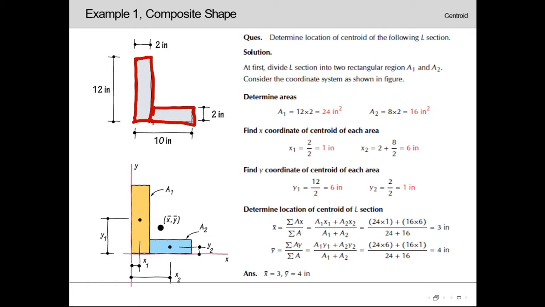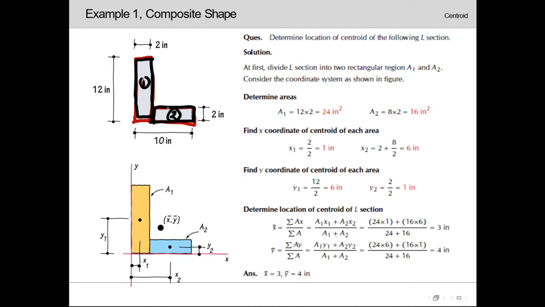Anyone we can consider. So let's see how we will be able to locate the centroid of this composite shape, this L section. The first step, as already mentioned, is to divide our composite shape into segments for which we can easily determine the centroids. So we had already divided it into two segments. Let's consider this one segment 1 and this one as segment 2.